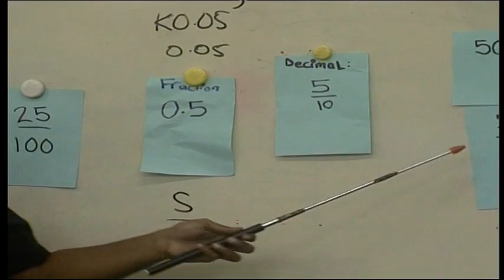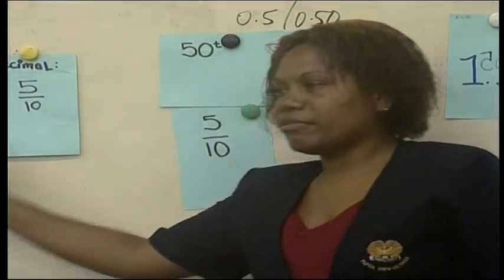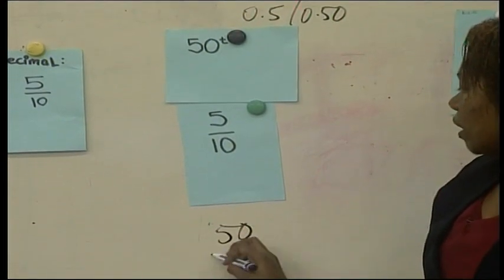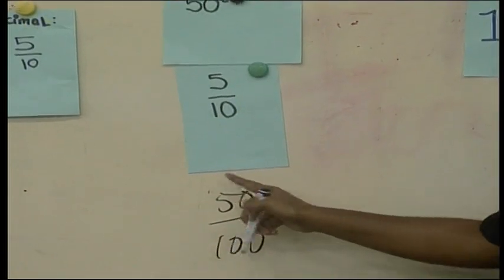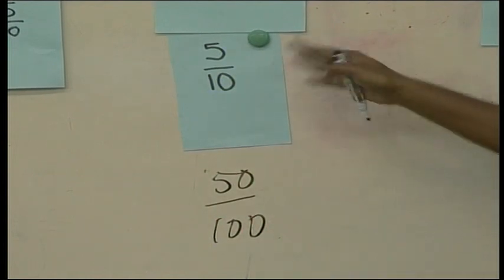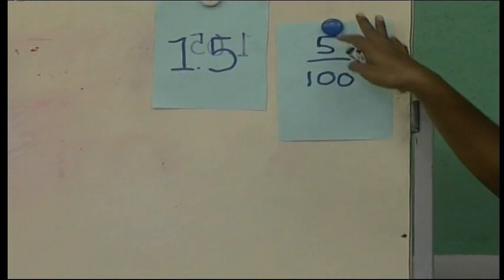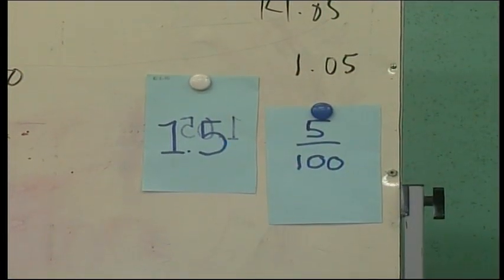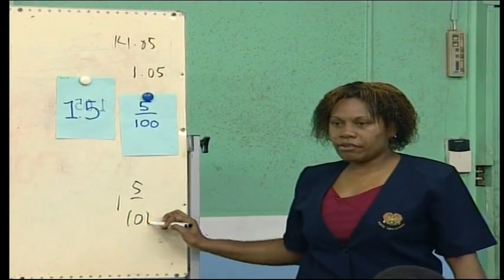All right, next one. 0.50. Okay, you can also simplify that. Okay, 50 will be 50 over 100. And then we can simplify, but we won't simplify it. We'll just go through this in fraction first. Okay, what about this one? 1 and 5 hundredths. 1 whole and 5 over 100.